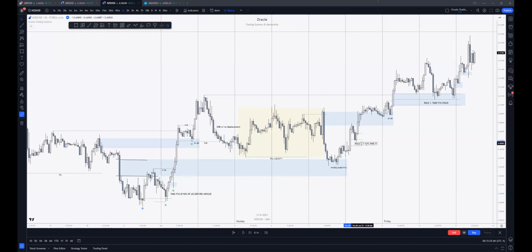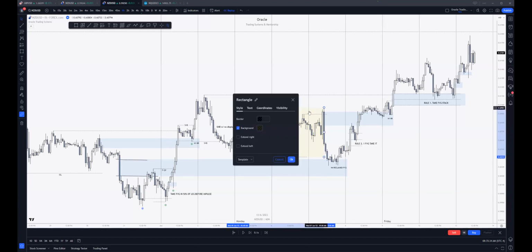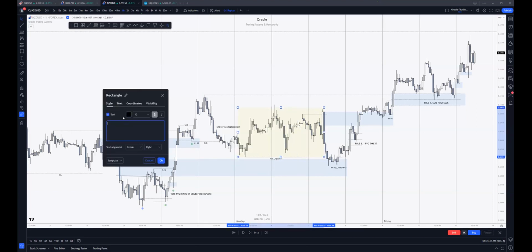comes back, rule 2, only FEG available, take it, 50% respected. There's your entry right there. And we can map that out, right? We can start adding that to the case study.